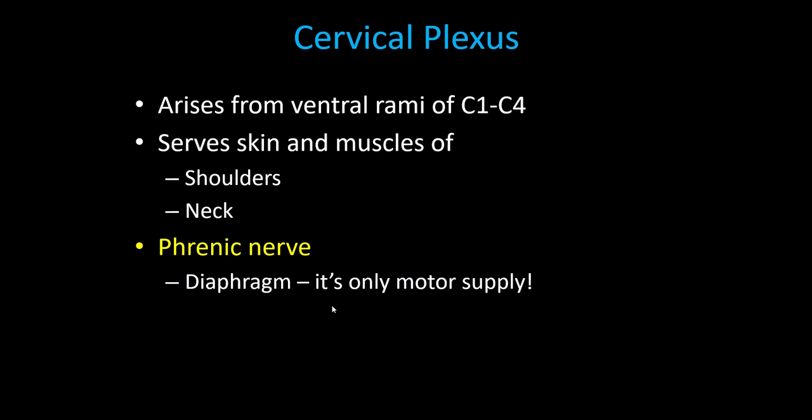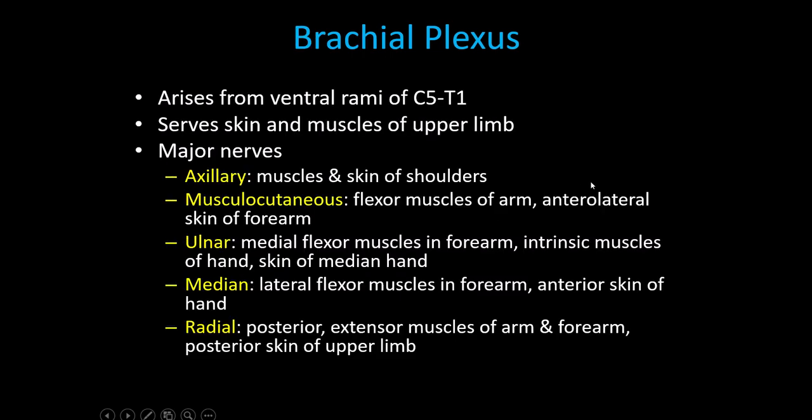And the really important nerve of the cervical plexus is actually one of the most important nerves in your body. It's called the phrenic nerve. It is the motor supply to your diaphragm, and it is the only motor nerve supply to your diaphragm. And so if your phrenic nerve is damaged, you will not be able to breathe, which means you're not getting any oxygen in your body. That's an extremely important nerve.